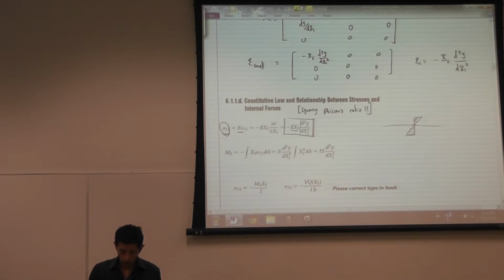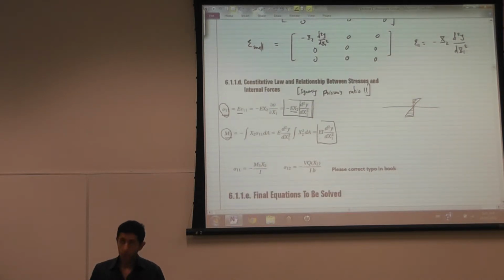And when you integrate, you reach the famous formula that the moment is equal to EI multiplied by d2y by dx1 squared. And we know what sigma 1 is, negative E x2 d2y by dx1 squared. So you can find the value of sigma 1 by knowing the bending moment at this point. So this is the relationship between sigma 1 and the moment, x2 and I.